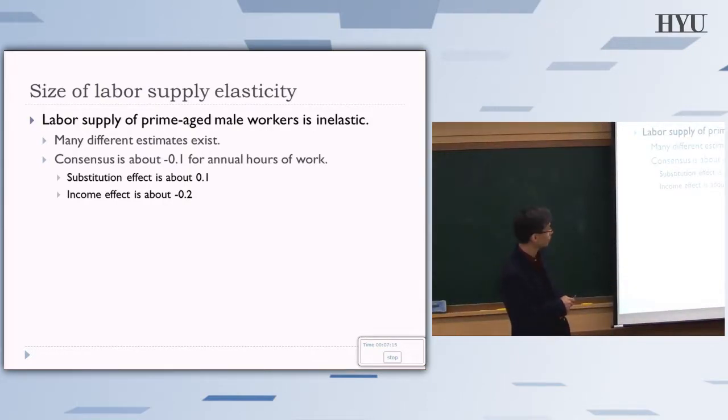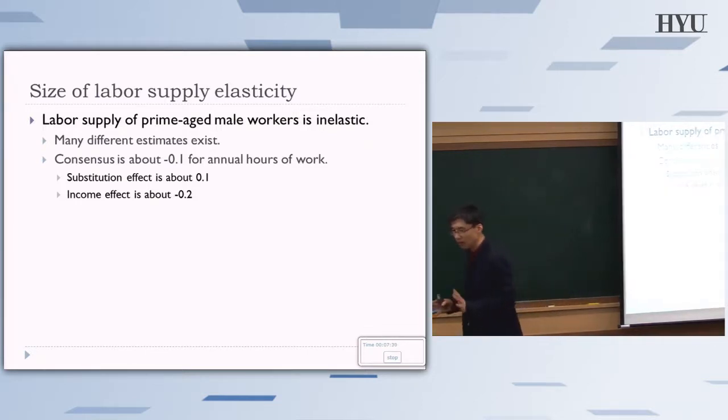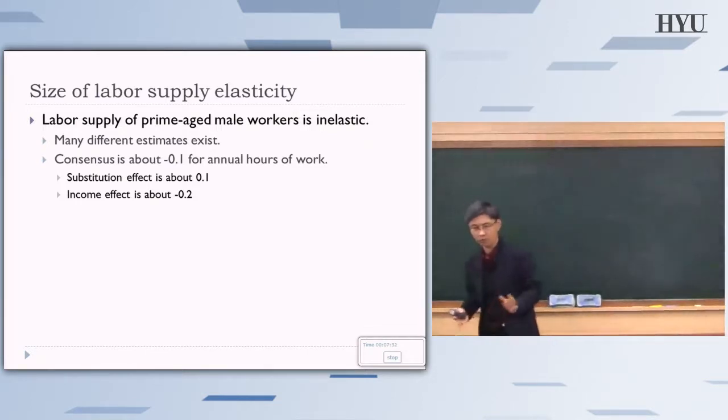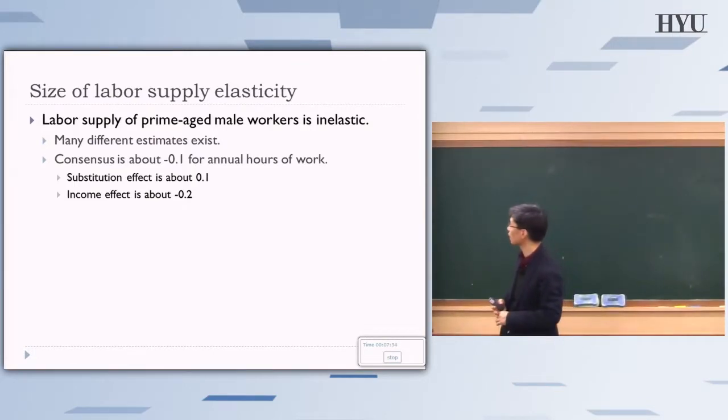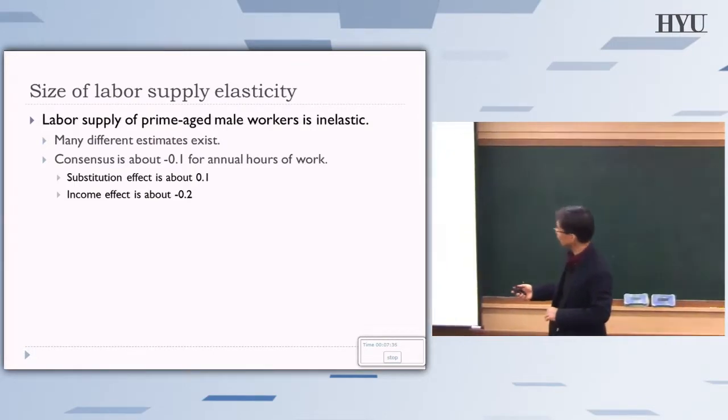Okay, so it's like a 0.1 minus 0.2. But anyway, as it tells us that it's a small number, it's very close to 0. So it's not that wrong to say that it's approximately 0. So they don't change much. Okay, so it's for annual hours of work.